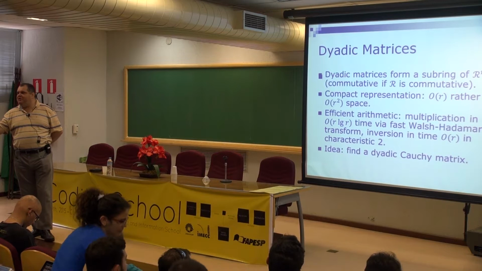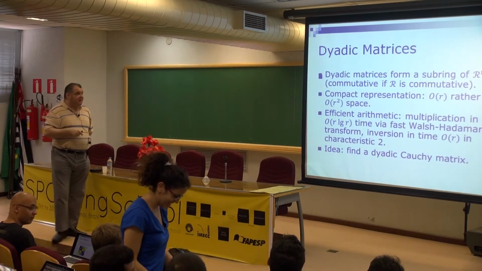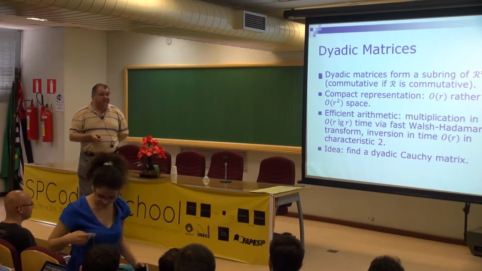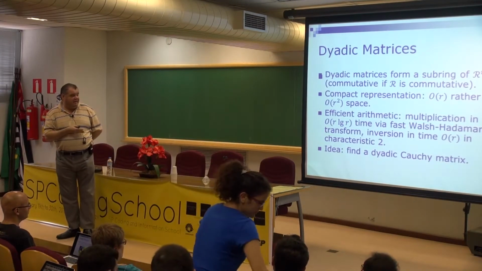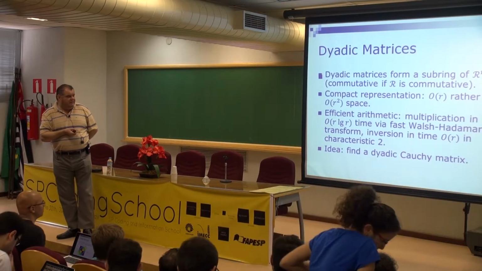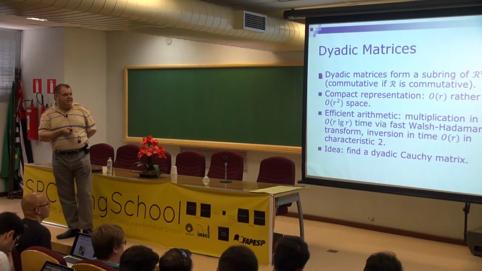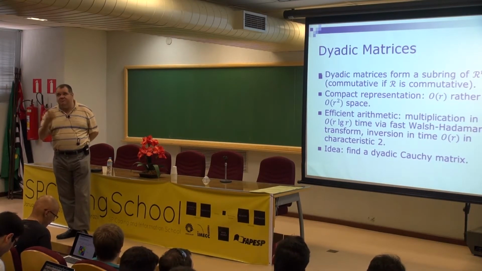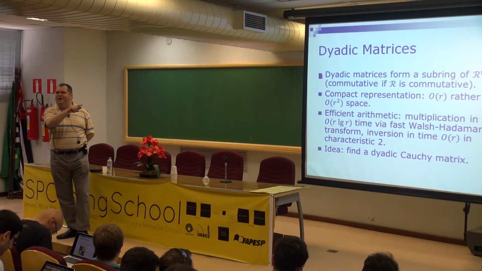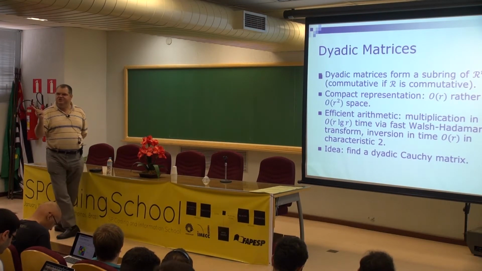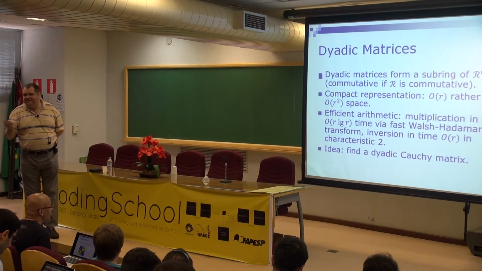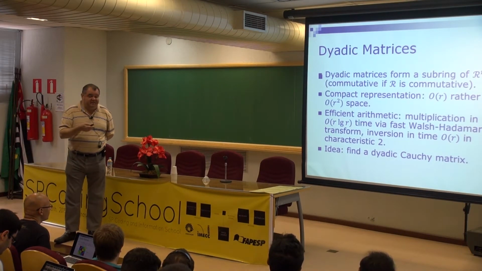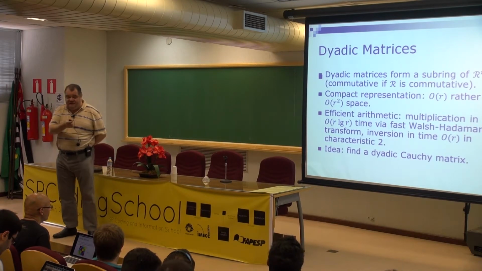You only have to store the vector h. Arithmetic is very efficient if you apply the fast Walsh-Hadamard transform. It's R log R. Inversion can be done in linear time for binary matrices. Results will be 0 or 1. You just have to add the elements of h. If it's 0, it's not invertible. If it's 1, it's invertible. You have the determinant. Computing the determinant can be done in linear time as well.